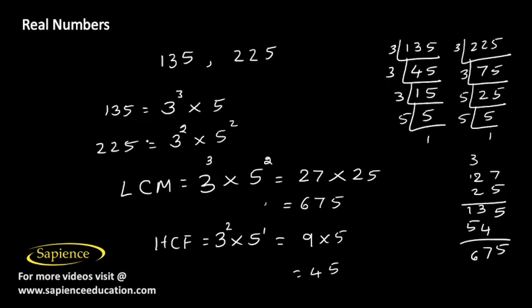Here also we have 3 cube into 5 and 3 square into 5 square. The common factors are 3 and 5, and the highest power for 3 is 3 and the highest power for 5 is 2, so the LCM is 3 cube into 5 square. For HCF, the common factors are 3 and 5, we have written them down. Then the smallest power for 3 is 2 and the smallest power for 5 is 1, we have written them down, and we found out the LCM and HCF of the numbers.